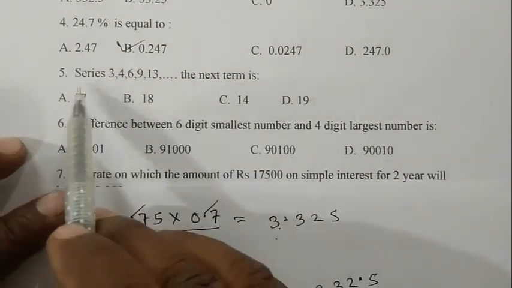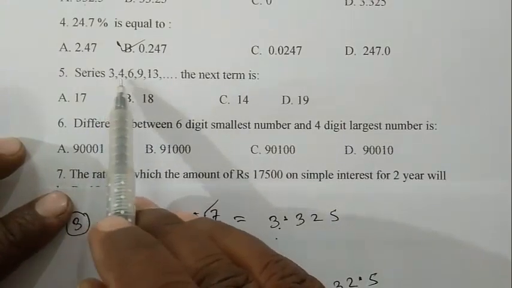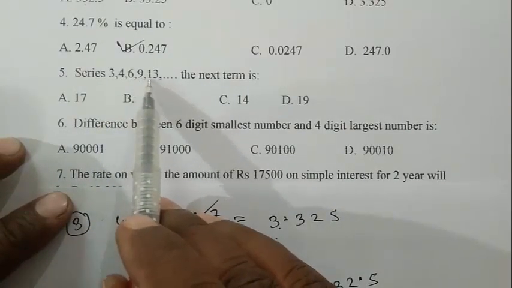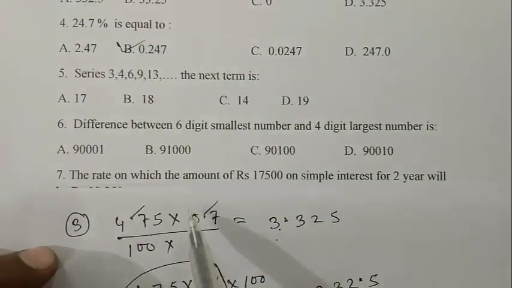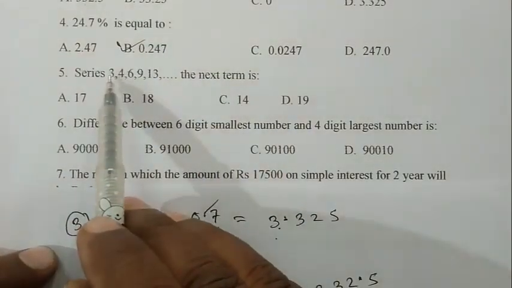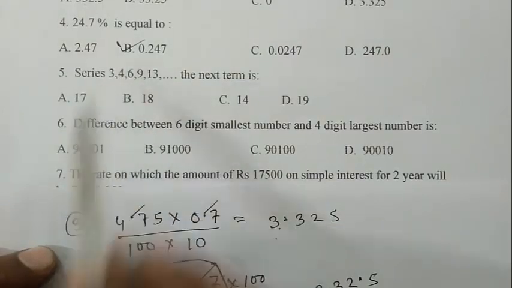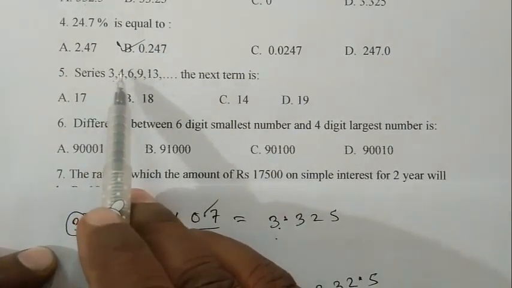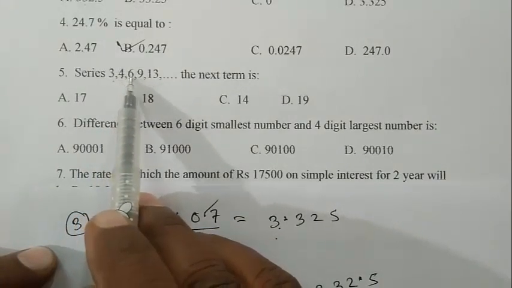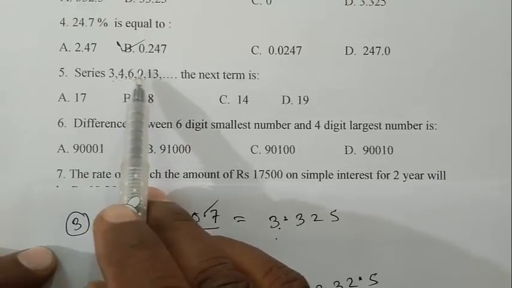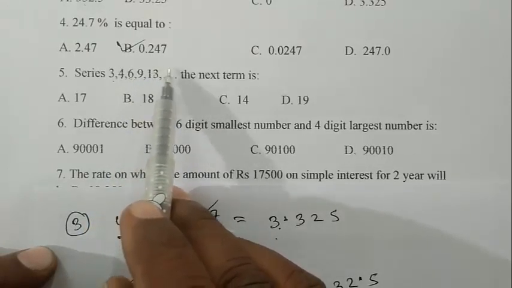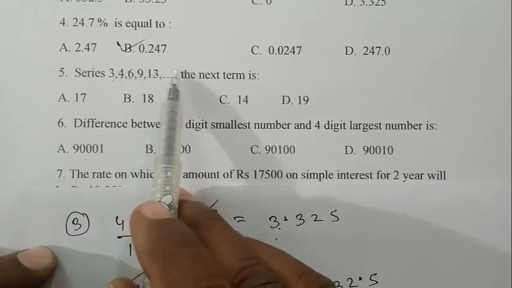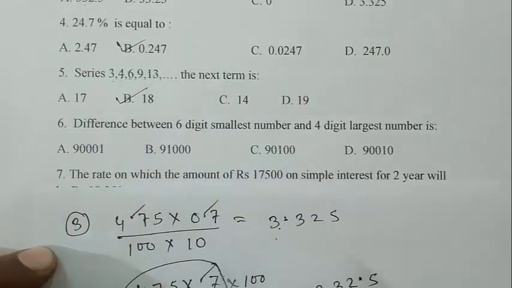Question number 5. Series 3, 4, 6, 9, 13. Next term is? If we take the first term 3, we add 1, it becomes 4, add 2, it becomes 6, add 3, it becomes 9, add 4, it becomes 13. Here we have to add 5, that is 13 plus 5, 18. So B is the right answer.